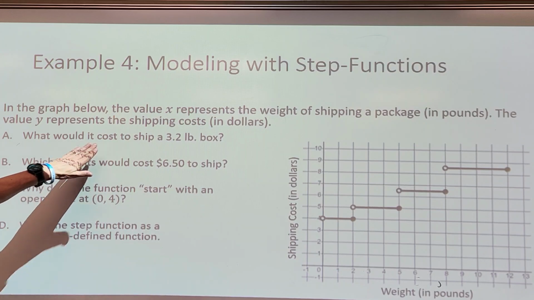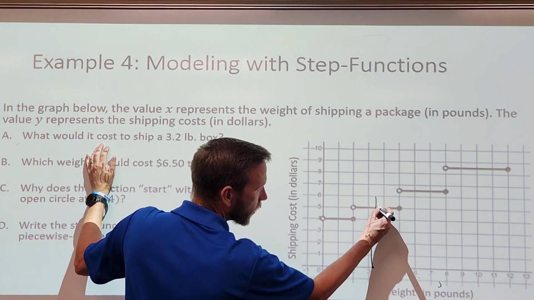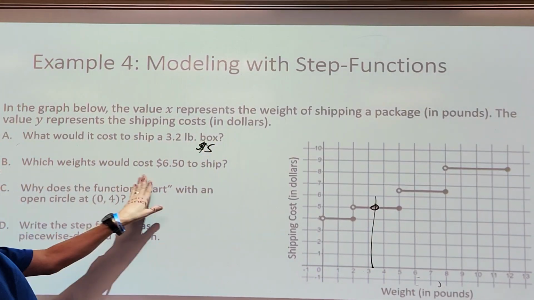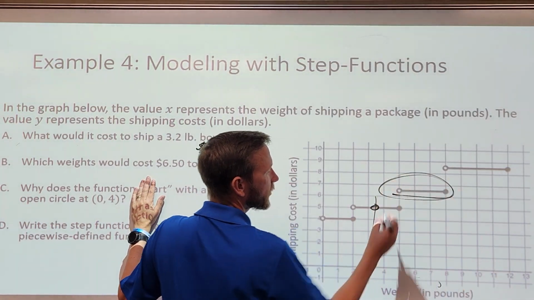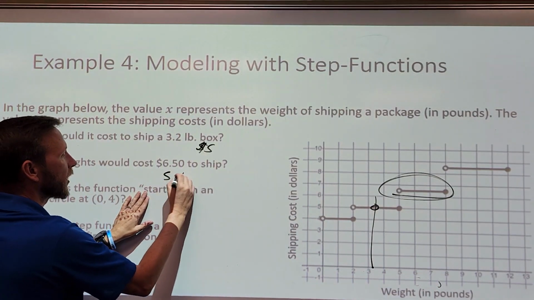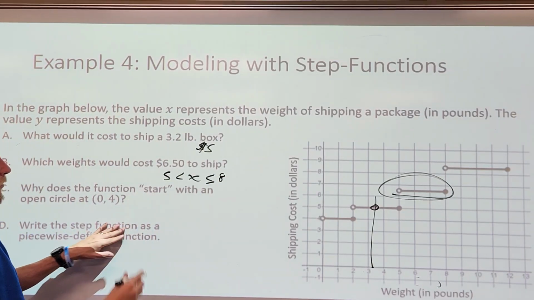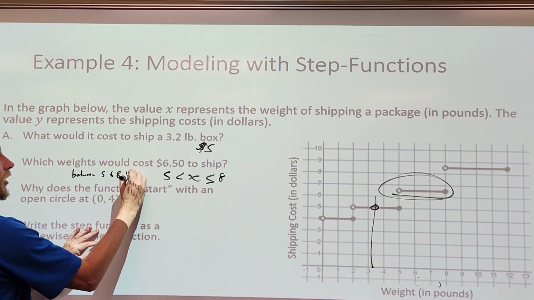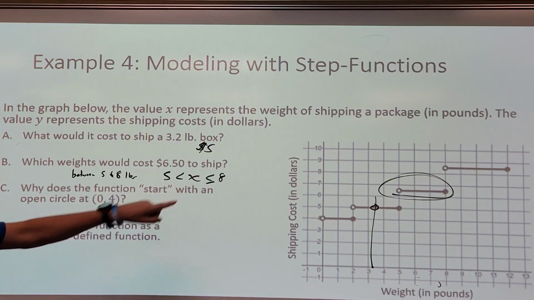What would it cost to ship a 3.2 pound box? Well, if its weight is about 3.2, it's going to cost you $5. Which weights would cost $6.50? That's this right here. So bigger than 5, but less than or equal to 8. 5 is less than x is less than or equal to 8 pounds. Between 5 and 8 pounds, but also including 8. So that's why we have the less than or equal to.